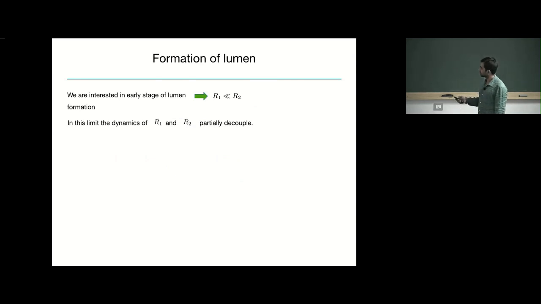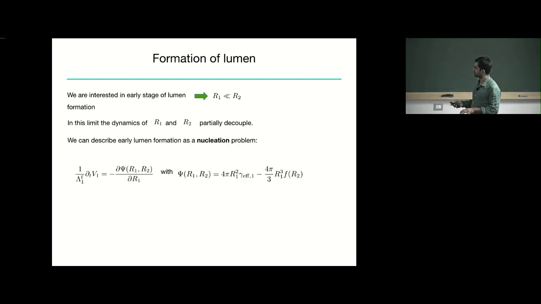So what happens if R1 is very, very smaller than R2? What happens is that the dynamics of R1 and R2 in that limit partially decouples. So R2 is then independent of R1, but R1 still has dependence on R2. So you have this equation for the volume of the lumen, which is a function of psi, which is a function of R1, R2 basically. So psi contains this surface term and the volume term. And this is the volume of the lumen.